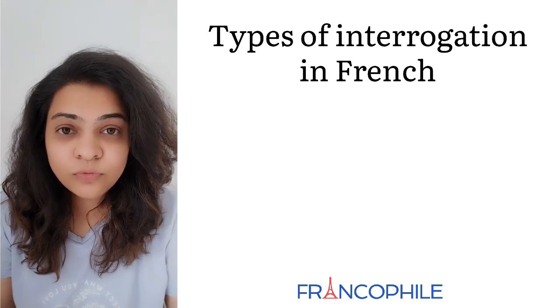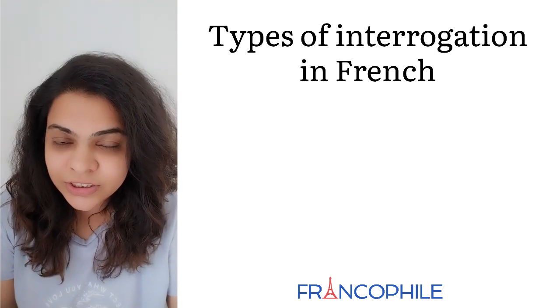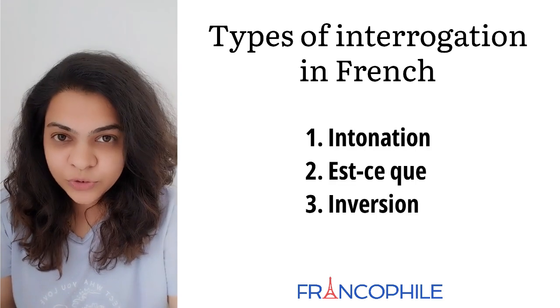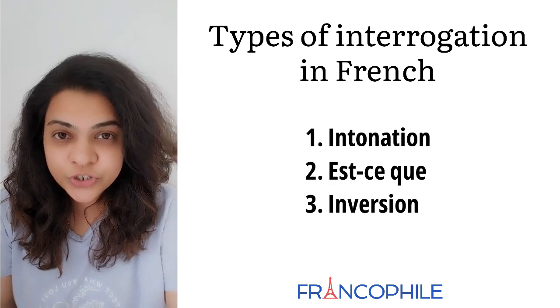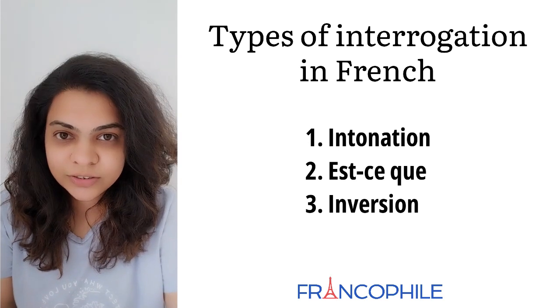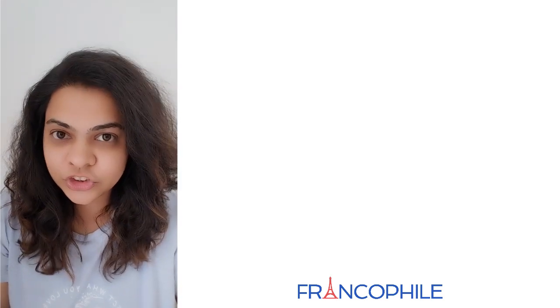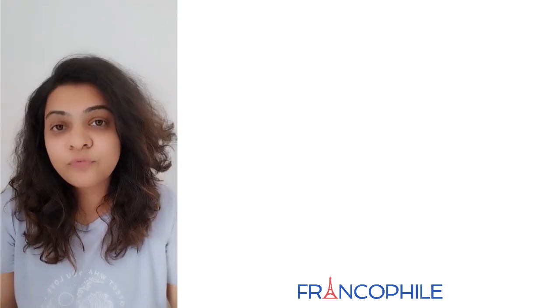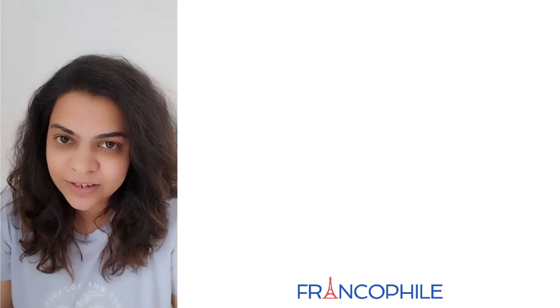Today we are learning what the types of interrogation in French are. There are three types: intonation, est-ce que, and inversion. So the first one is intonation. What does that mean? The rise and fall of the voice in speaking.